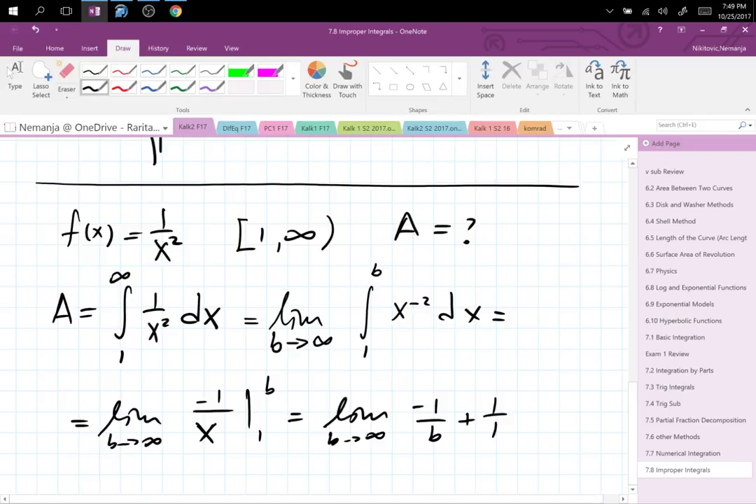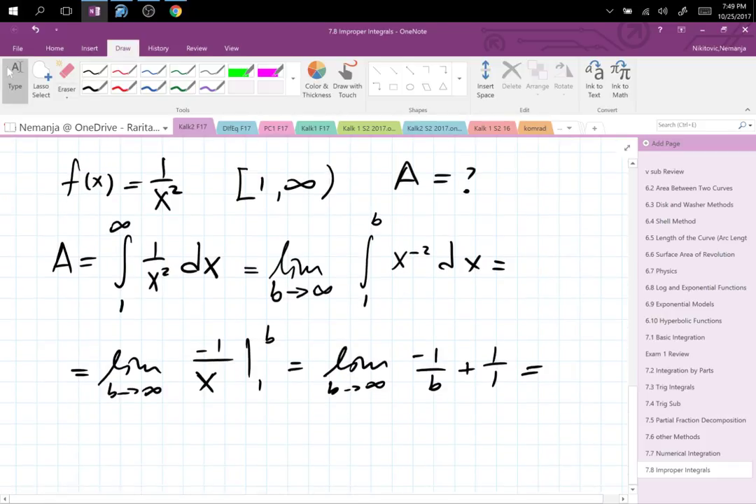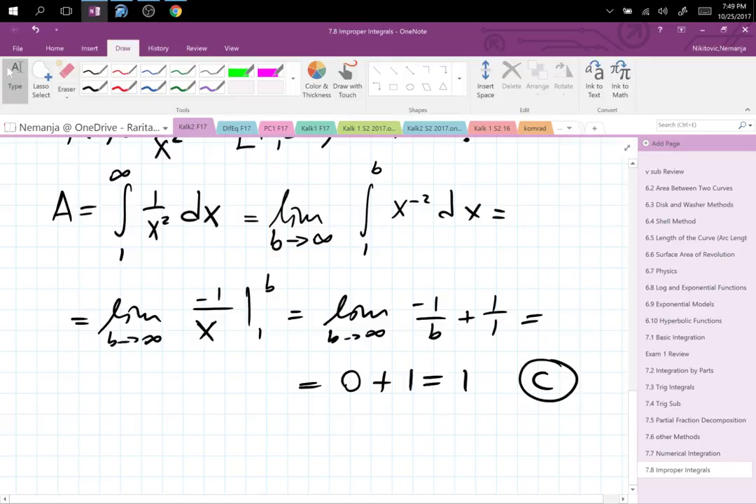Plus 1 over 1. And 1 over b is 1 over infinity, which is 0. So we have 0 plus 1 is equal to 1. And we have convergence. So we'll say area converges to 1. You know what it means when it converges. Things converge, yes.